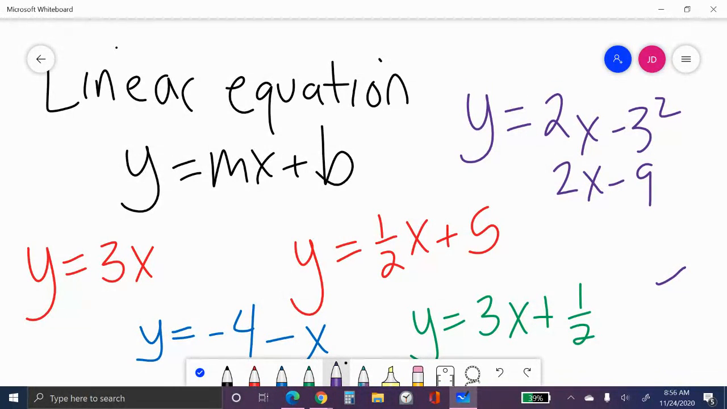That is it for today's video on determining whether an equation is linear or not. Remember, with a table, it has to have a constant rate of change, a constant slope between each point, and you might have to reduce those fractions to see that. And with an equation, it has to be in slope-intercept form. Those are the two key things.